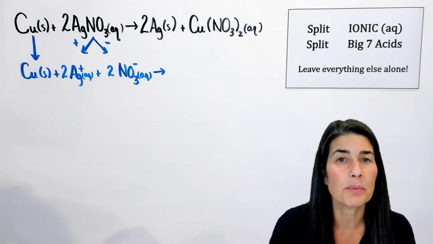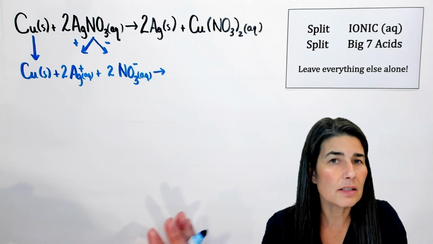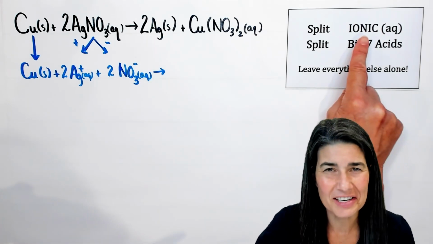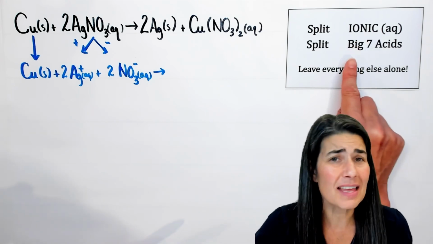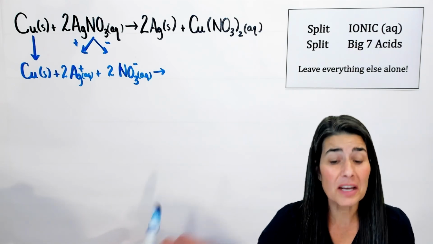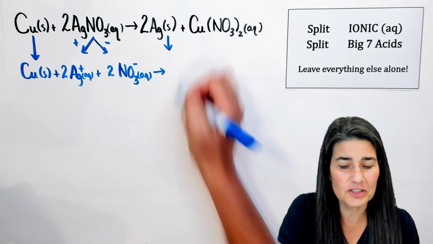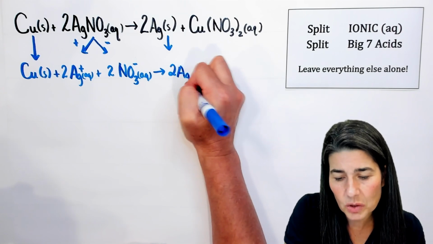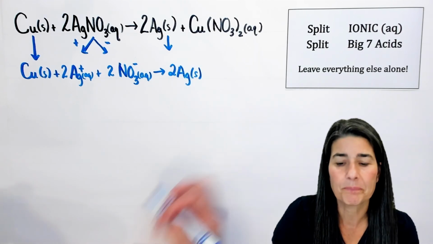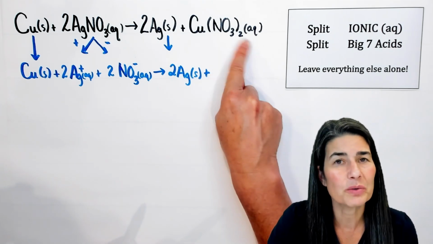Let's go over to our products. Here we have 2 silver solids. Silver solid is not an ionic compound. It's not metal with a nonmetal. It's not a big 7 acid. So therefore, we simply leave it alone. Rewrite it. Don't embellish it. Just leave it the way it was. 2 Ag solids. Plus, our last product is copper 2 nitrate.